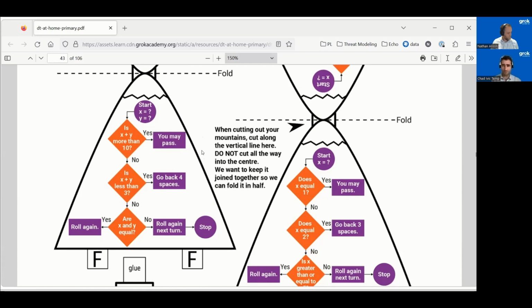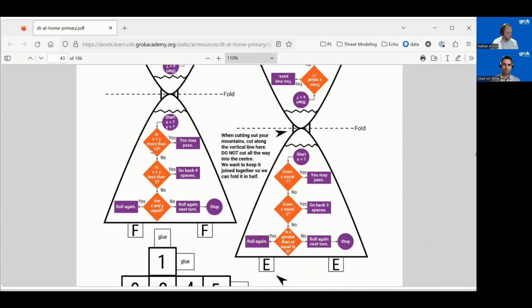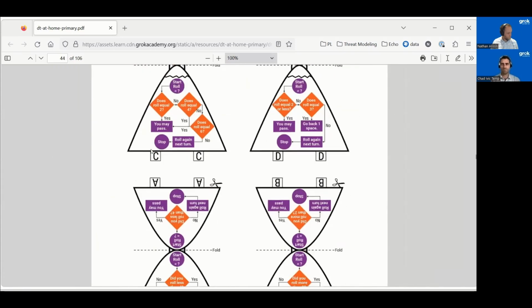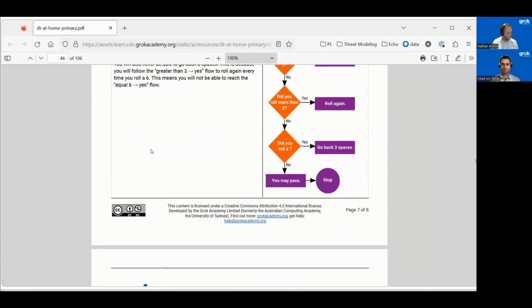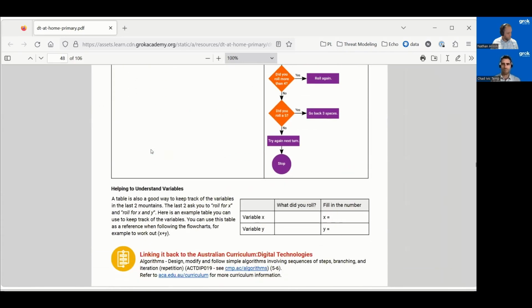If I was to do it again and roll a 6, X would become a 6, and roll again 5, Y would be the 5. So that's 11. Is X plus Y more than 10? Yes, and then I could pass. Something else I wanted to show you is these same flowcharts are available in Python syntax, and it's the exact same logic. So if we have a quick look at mountain F again.